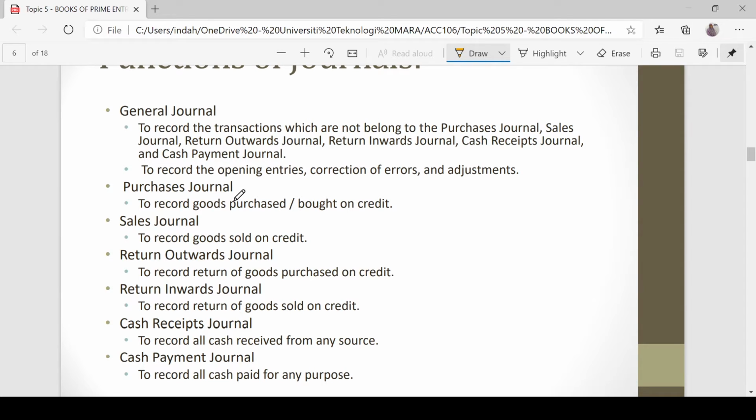For example, all purchases of goods on credit are to be recorded in the purchase journal. What if you purchase an asset on credit? You cannot record it in the cash payment journal because you did not make any payment for the asset purchase. For asset purchase on credit, we record in the general journal. What about the asset received from the owner? We did not make any payment to the owner, so we cannot record that in the cash payment journal. It is not a purchase of goods. We receive an asset from the owner, so we record that in the general journal. Those two are examples of the use of the general journal.